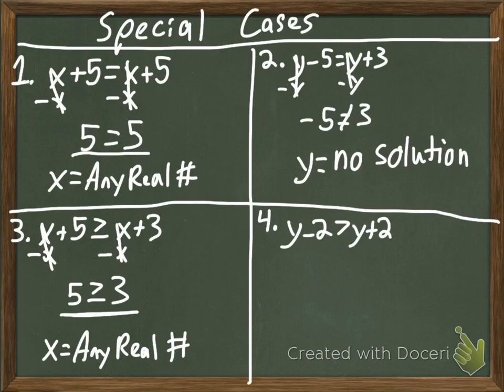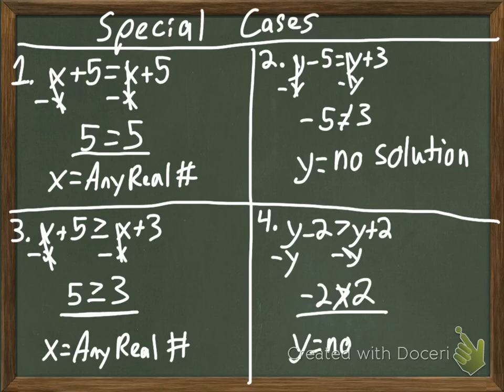So let's look at 4. We are going to subtract y from both sides. We see that -2 is greater than 2. Well, we know that this is not true. Well, if it's not true, then that must mean that there is no solution.